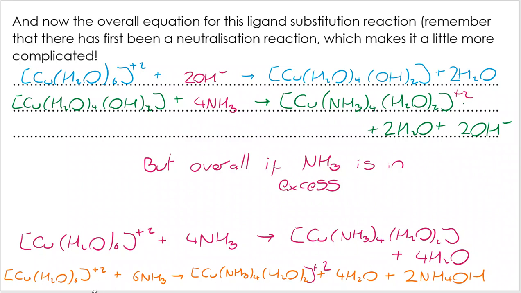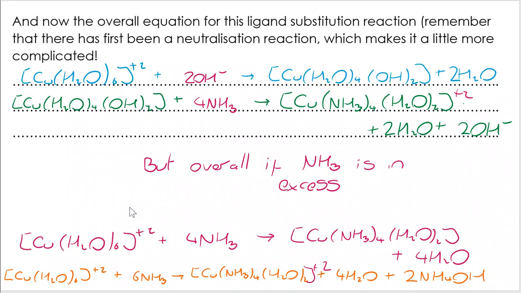[Cu(H2O)6]2+ is going to be reacted with 6 NH3. 4 of those NH3s are going to become ligands. 2 of the ammonia are going to become ammonium ions by accepting protons, and that's going to take it back to NH4+. 4 H2Os, because we've kicked out 4 of the H2O, and 2 H2O gaining a proton, and we're going to get 2 ammonium hydroxide. This is a very complicated bit of chemistry.